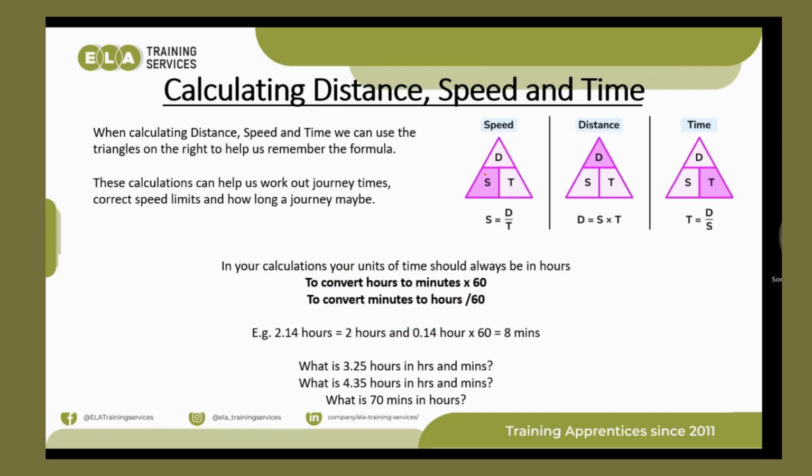Okay. Our next compound measure that we are going to look at is calculating speed, distance, and time. Now, these triangles can be used for both speed, distance, time and mass, density, volume.